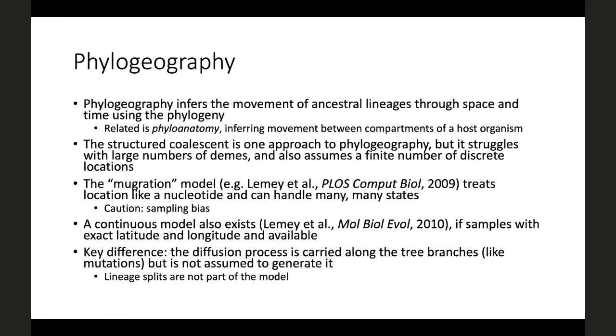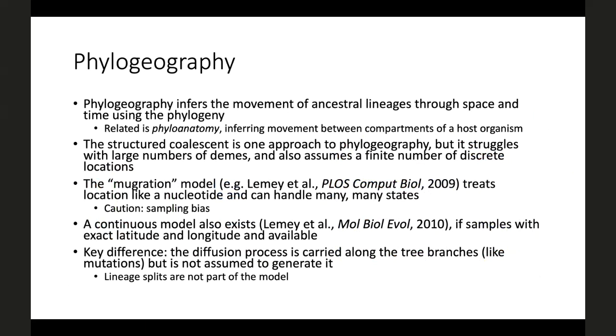So there's another model that's become known as migration, which treats location rather like a nucleotide, as something that mutates over the tree, and that can handle a very large number of states. So there are some sampling bias issues that need to be thought about. There's also a continuous model, which, if you do have GPS tagged your samples, you can see how, rather than saying you move between these discrete locations, you can have the lineages diffusing across the landscape.